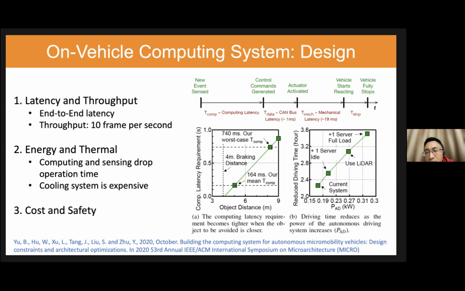Another consideration is throughput. It's the sensor frames processed per second, and the control commands sent to the vehicle per second. And the energy and the thermal dissipation are also considerations. The power consumption will affect the battery life, and the thermal dissipation affects the reliability and the cost of the system. If the vehicle is equipped with a cooling system, the cooling system will also waste extra power, and the cooling system is very expensive.